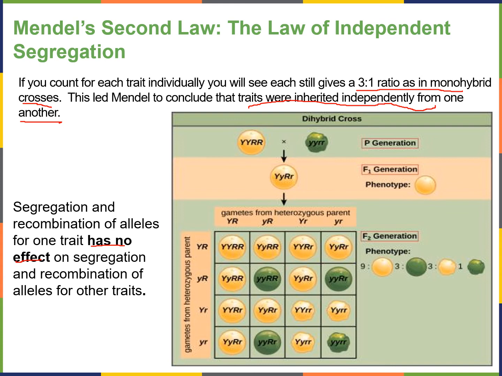So that's one of the explanations he put forth to explain why we got the 9 round yellow, the 3 round green, the 3 wrinkled yellow, and the 1 wrinkled green seed.